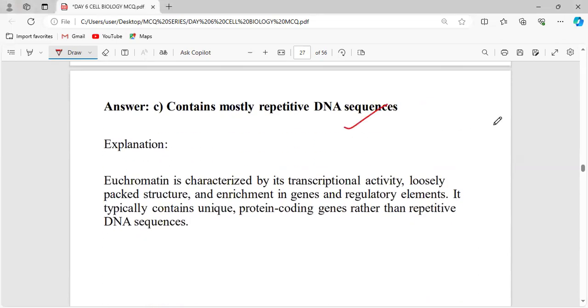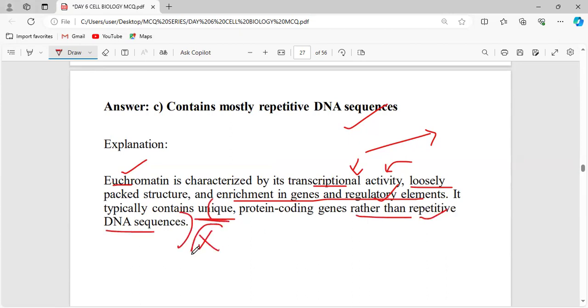See, it contains mostly repetitive DNA sequences will be the wrong statement when it comes to euchromatin. We know that euchromatin is in the loosened form, where we can find transcriptionally active sites. The promoter will bind to the initiation region and mRNA synthesis will continue. It is loosely packed and enriched in genes and regulatory elements, so we can call it the transcriptionally active region. It contains unique protein coding sequences rather than repetitive DNA sequences. This is the most important difference between heterochromatin and euchromatin.